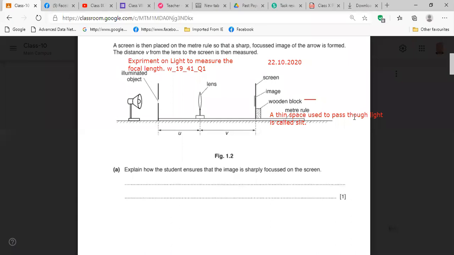So write this point, Ziba, what you said. Move the screen forwards and backwards slowly. By moving, you're right, no problem.